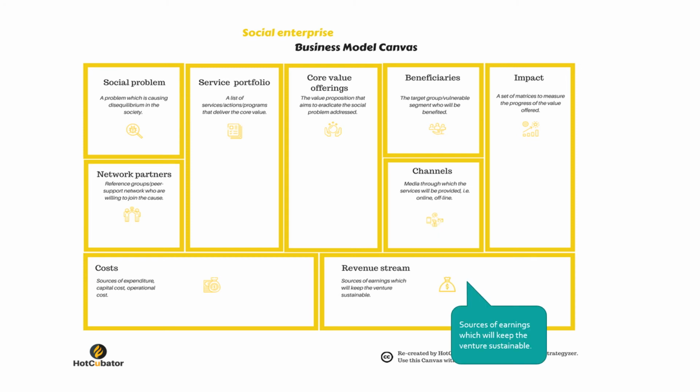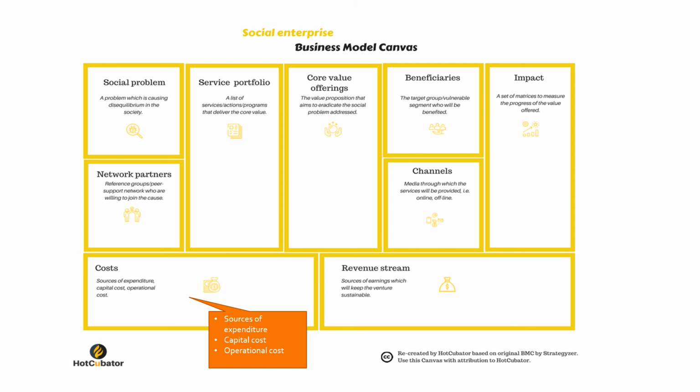Revenue stream refers to the sources of earnings which will keep the venture sustainable. In order to sustain your venture, your social enterprise should have some sources of earning, and this earning will be the blood flow of your enterprise. So you should be able to identify the sources of your revenue which will help your organization to sustain. The costs refers to the sources of your expenditure. That includes your capital cost, operational cost, and day-to-day other costs that are involved to run your social enterprise venture.